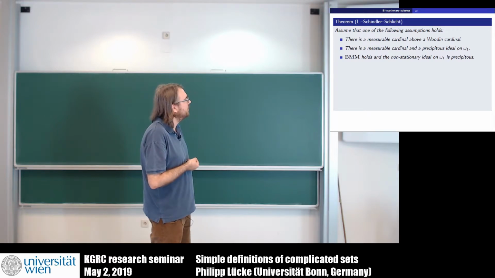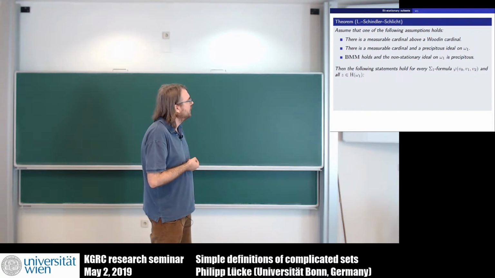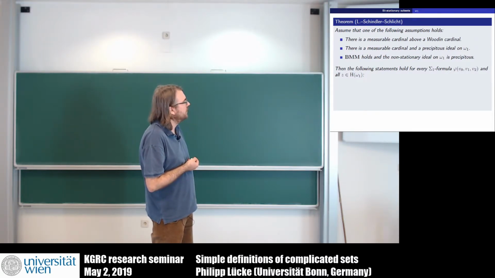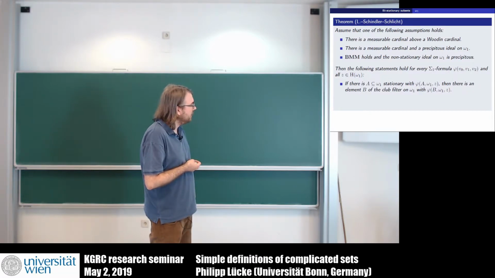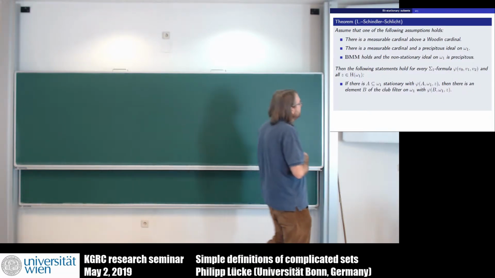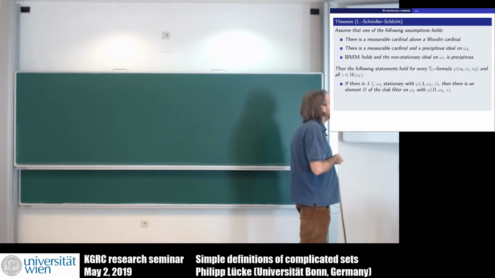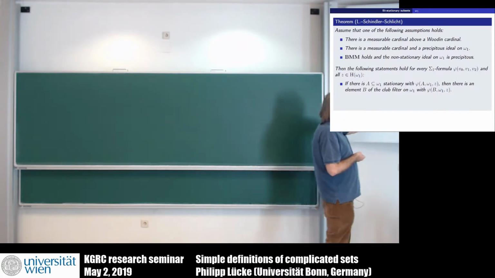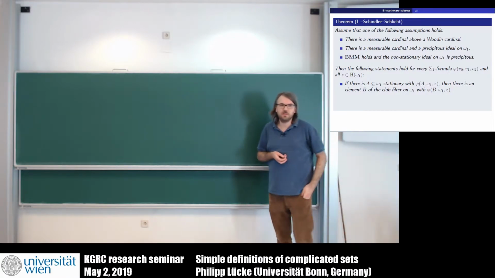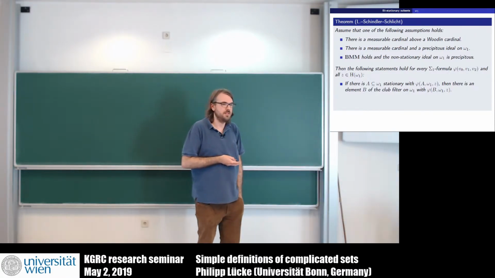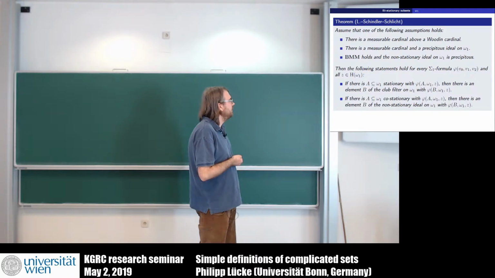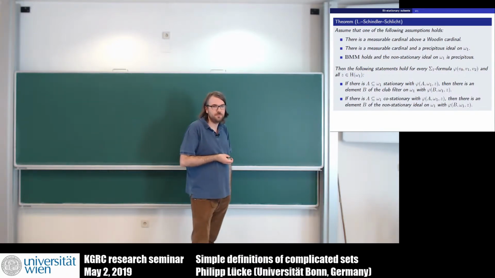for the remaining three, we have the following theorem. If we have some sigma 1 formula and some parameter from H omega 1, then if there is a stationary set such that the sigma 1 formula holds, then there's actually an element of the club filter where the sigma 1 statement holds. And the same for co-stationary and non-stationary.